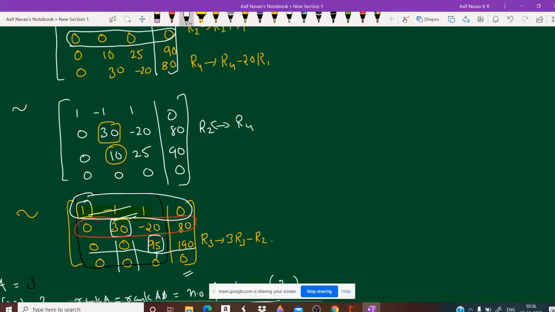If you draw that line, then you can easily understand this part is the A matrix and the total is AB. So while finding the rank, it will be easier.